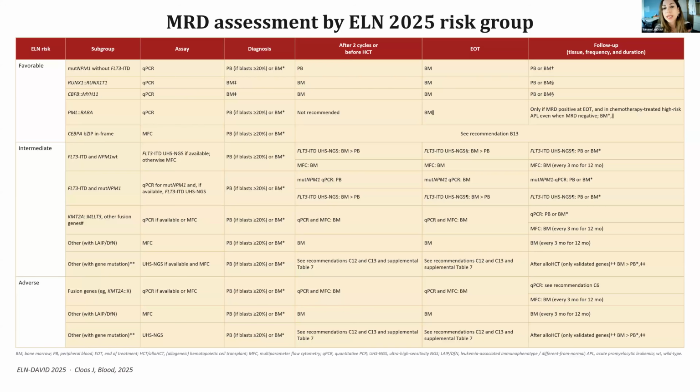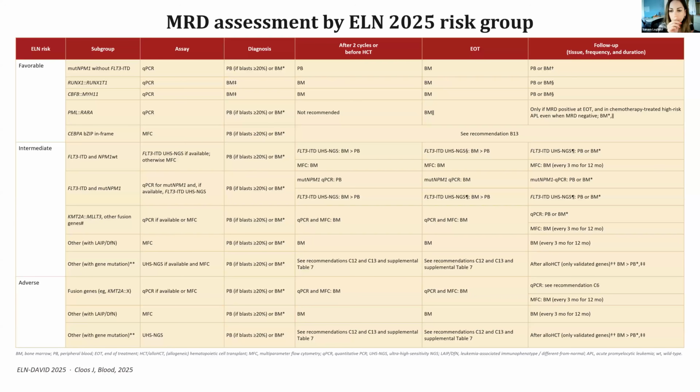So bone marrow is definitely a more sensitive sample, but of course peripheral blood is easier to get, and in some genotypes it's sufficient, such as NPM1. And then, the timing is recommended. So after 2 cycles of therapy or before hematopoietic stem cell transplant, end of therapy, and then for follow-up.